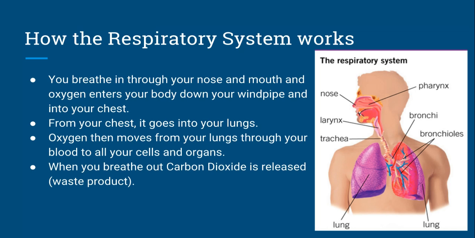How this system works: you breathe in through your nose and your mouth. You're going to start up here. You breathe in oxygen, and it goes all the way down your windpipe to your chest. From your chest, it goes down to your lungs. And there, in your lungs, oxygen then moves into your blood and all over to your cells and your organs.